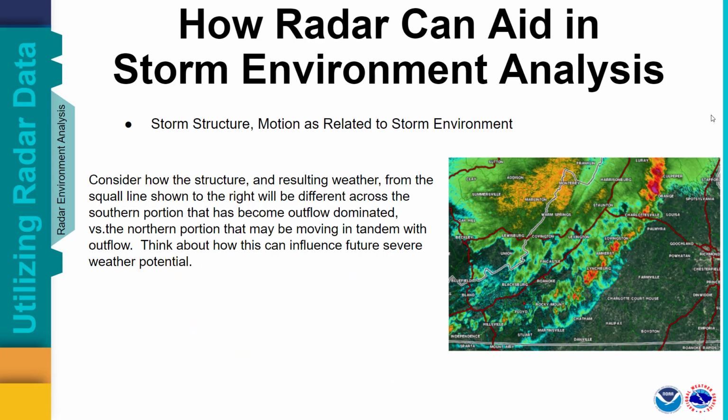Consider how the structure and resulting weather from a squall line, like the one shown to the right, can be different, in this case from the southern portion of the line, which has become outflow dominated, to the northern part of the line, which may be moving in tandem with the outflow. Think about how this can influence future severe weather potential.